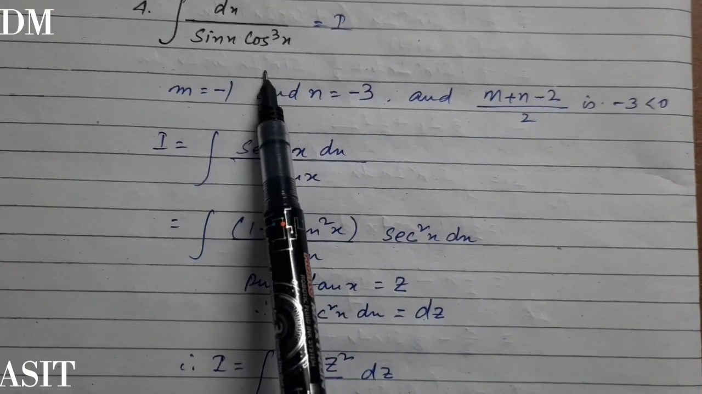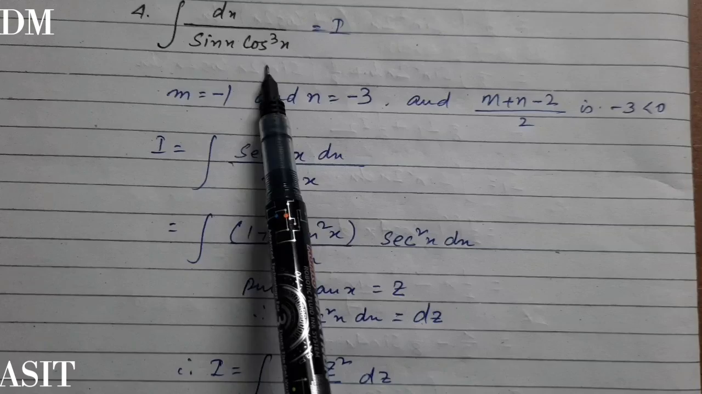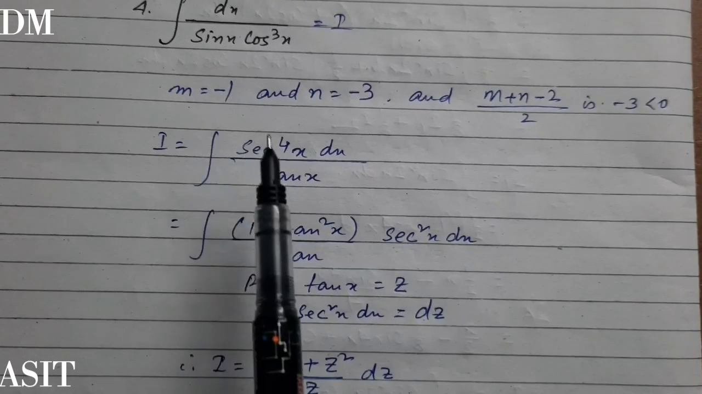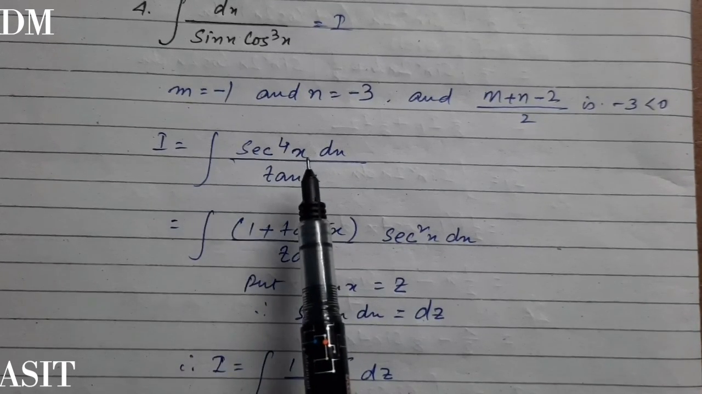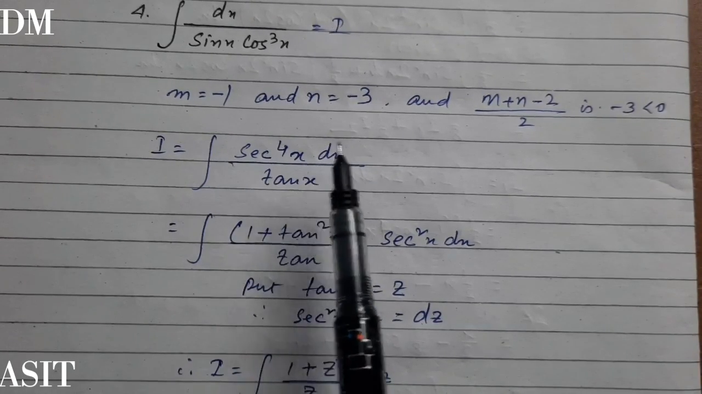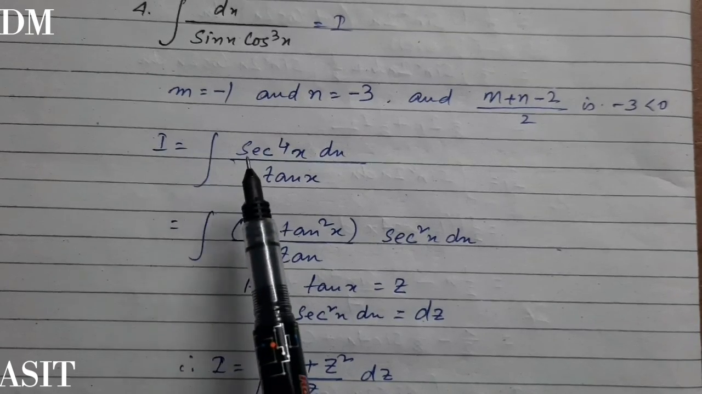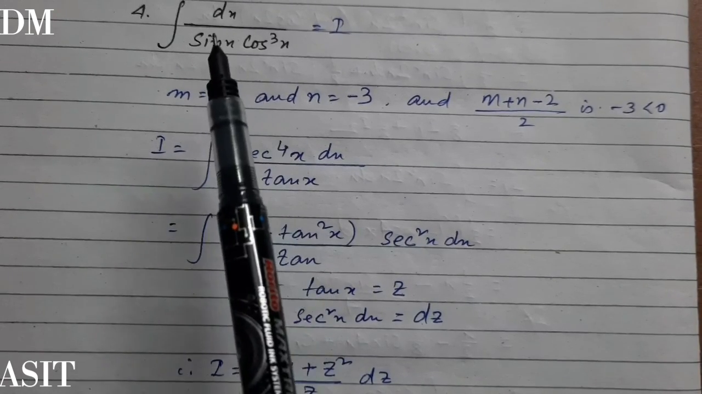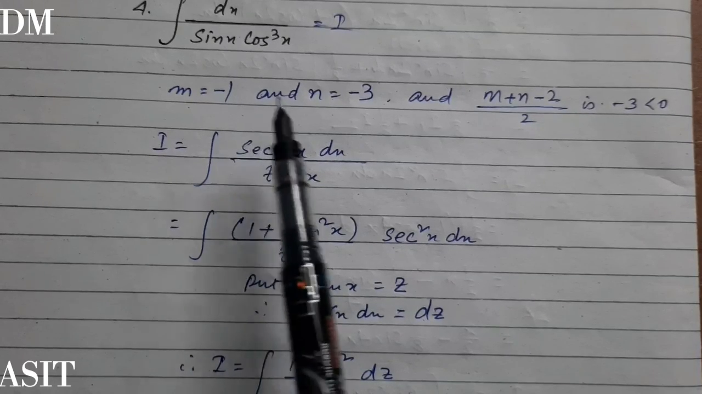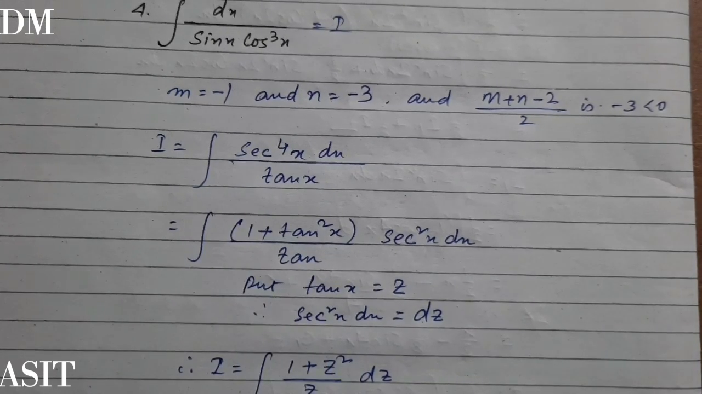So what we can do, let's see. This is sin x into cos cube x. Now here again we can multiply sec to the power 4x in numerator and denominator. So if I multiply sec to the power 4x in the denominator, the cos cube and the 3 powers will all be cancelled out.